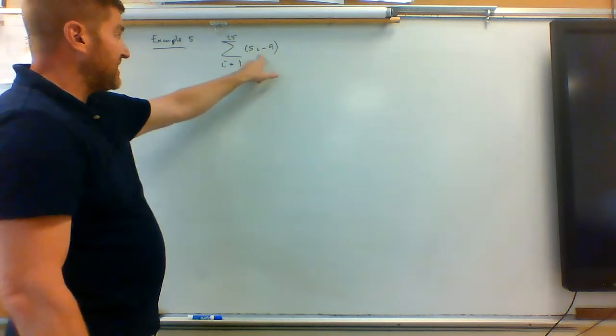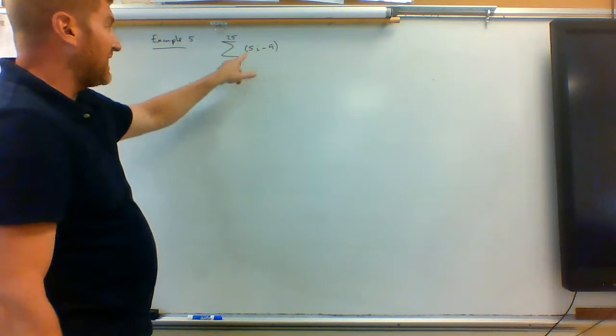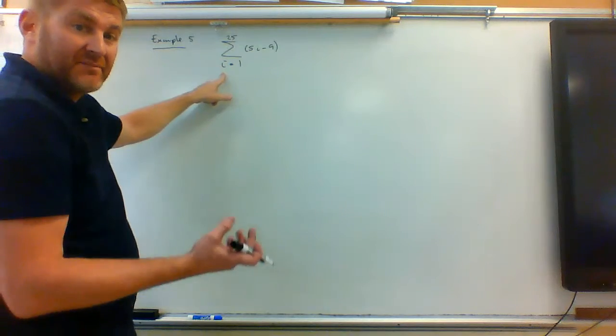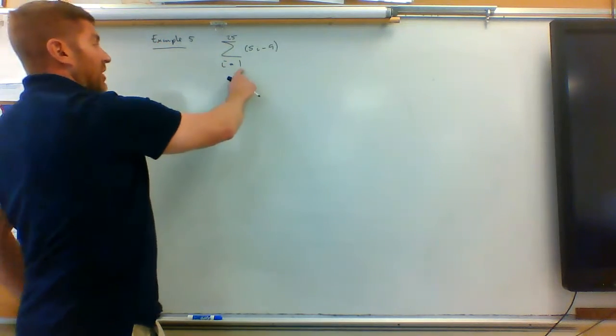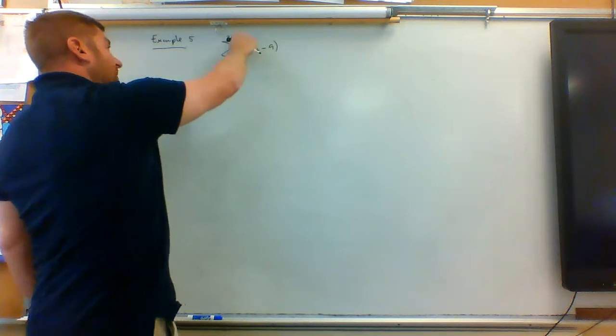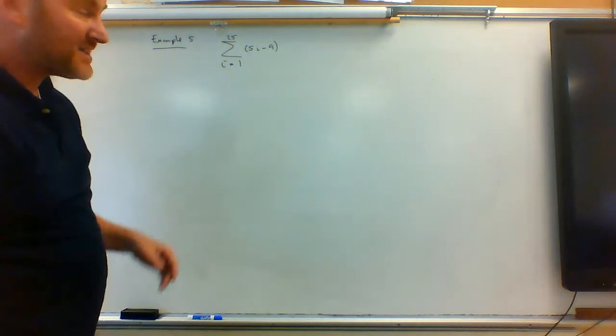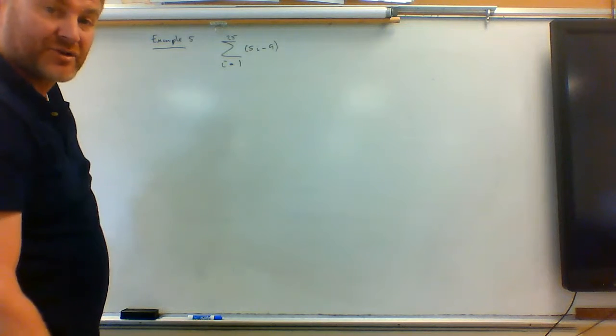I want to find the sum of this sequence, 5i minus 9. Now remember, i is a variable here. It's not the imaginary unit i. It's a variable in this case. So we start from your first term and go to your 25th term. What that tells me is they want me to add 25 terms.